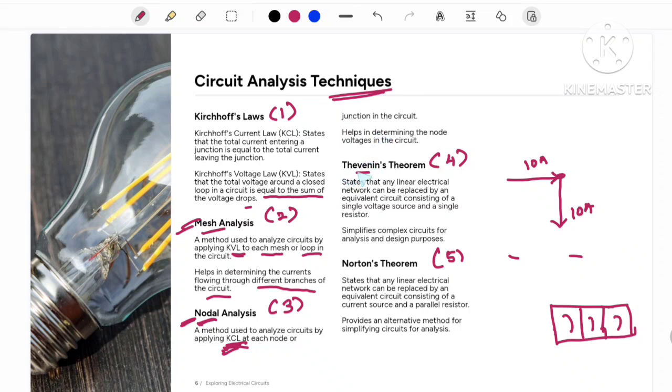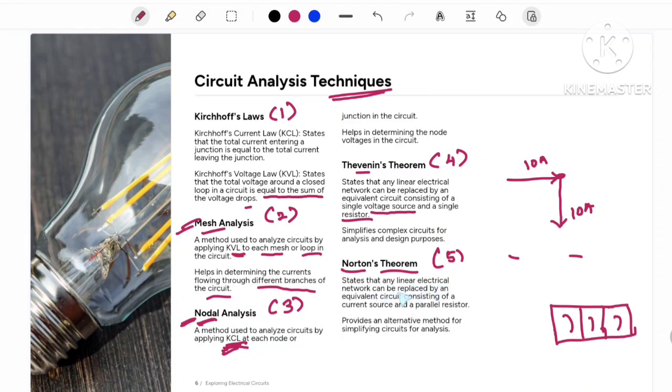So move on to Thevenin's theorem. Thevenin's theorem states that any linear electrical network can be replaced by an equivalent circuit consisting of a single voltage source and a single resistance, right? And move on to Norton's theorem.